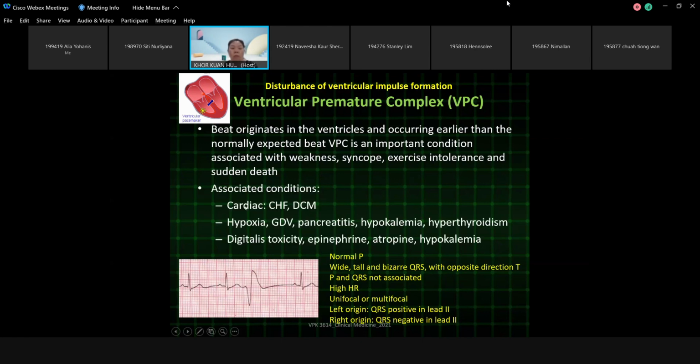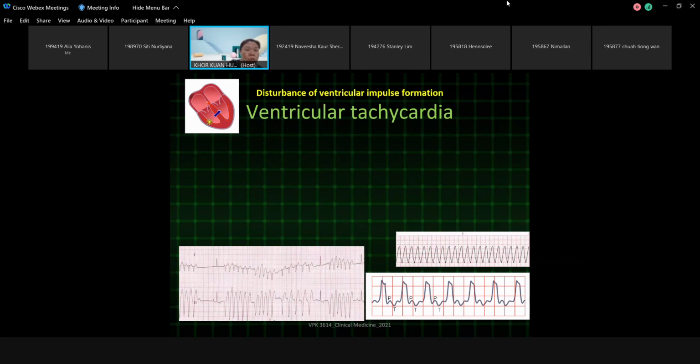If it is cardiac related, then you have congestive heart failure, which can be because of dilated cardiomyopathy. In cases of hypoxia, or GDV, pancreatitis, hypokalemia, hypothyroidism, these can give you VPC also. Digitalis toxicity, or when you have given epinephrine or atropine, or maybe the animal is undergoing a hypokalemia condition, may also give you VPC.